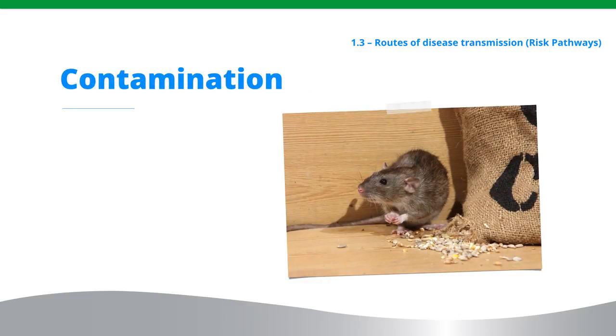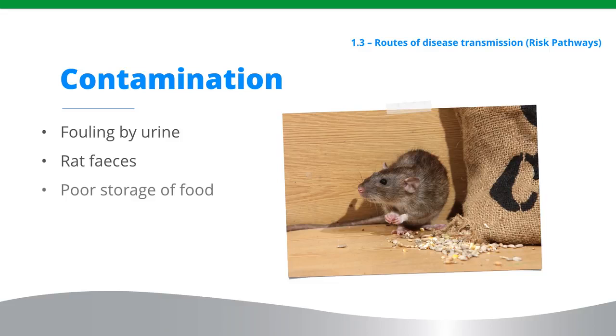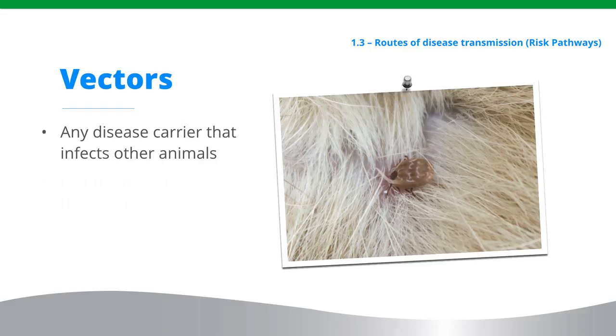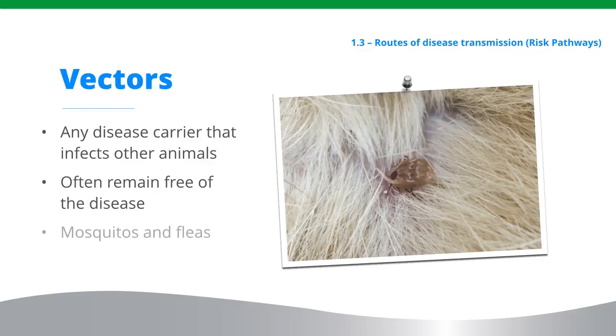Contamination can occur when food or water is fouled by urine. Another possibility is where rodents or other wild animals leave feces on food. This is a distinct possibility from when food is poorly stored, for example in an outbuilding or loose in a tub. A disease vector is any animal or microorganism that carries and transmits an infectious pathogen into another living organism, often without becoming infected themselves.